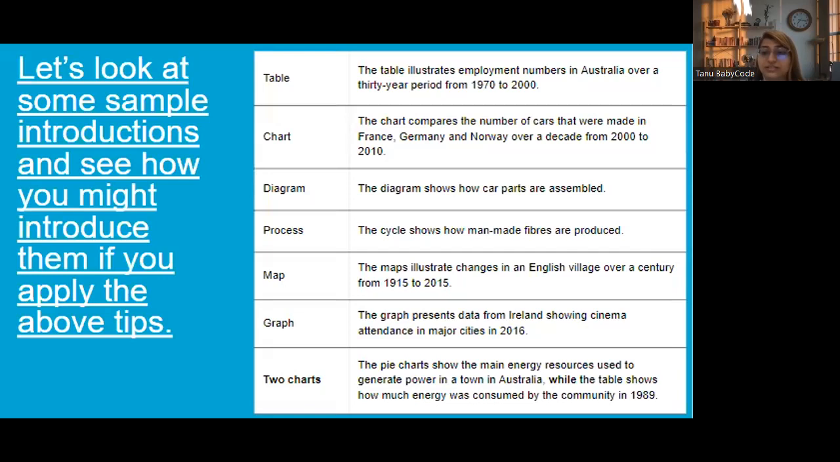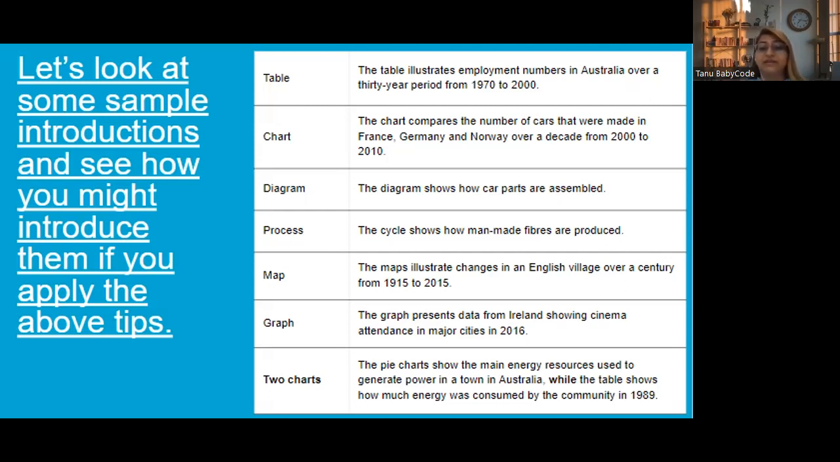So you are mentioning the data here, right? Sorry, data as in the key information, the keywords: employment numbers, Australia, that means country, and the time period, 30-year period, that means 1970 to 2000. Second is chart. The chart compares the number of cars that were made in France, Germany, Norway over a decade of 2000 to 2010. So now you're introducing that your chart is comparing the number of cars and which countries, France, Germany, Norway, and decade because it's a period of 10 years, 2000 to 2010.